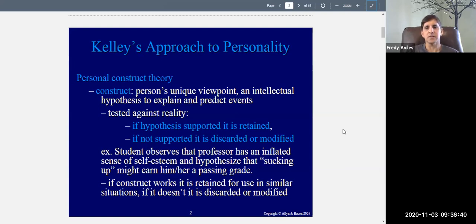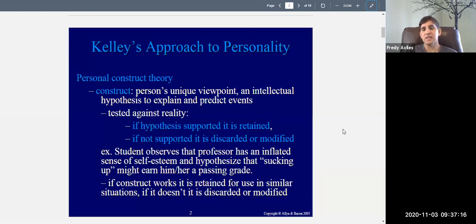A construct is what it says there, a person's unique viewpoint and intellectual hypothesis to explain and predict events. A construct, like the word implies, is something that you came up with. It's an idea, right? Think of it this way, it's a hypothesis, it's a prediction, okay? So it's something you believe. A belief, but it's more of a prediction. According to George Kelley, we are a bit scientific in the way we apply these constructs, we apply these theories, we test them against reality.